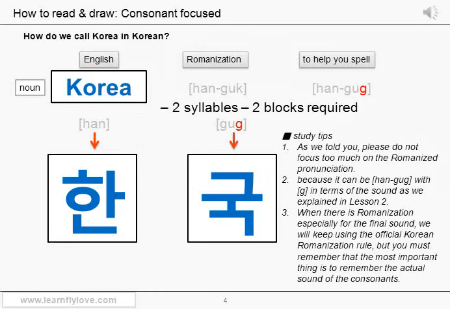Then let's practice reading Korean letters. We hope you master how to read Korean after this video. Korean alphabet is not that difficult anyway. We strongly believe it won't take long for you to pick it up.